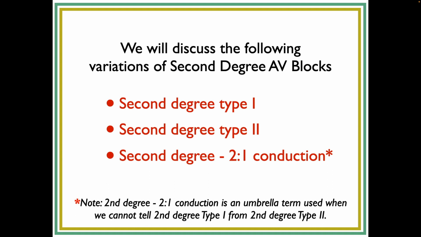There is an umbrella term that we are going to learn near the end of the lecture called second degree AV block 2-to-1 conduction. And I will tell you now that this is the umbrella term that we're going to reserve for the occasional time when we can't tell second degree type 1 from second degree type 2. Okay? And we'll come back to that.